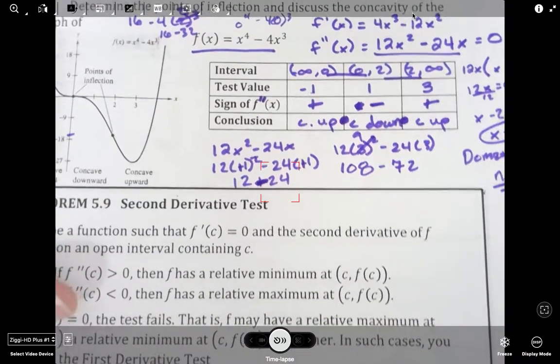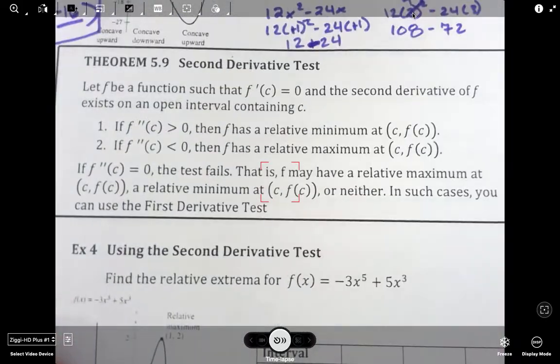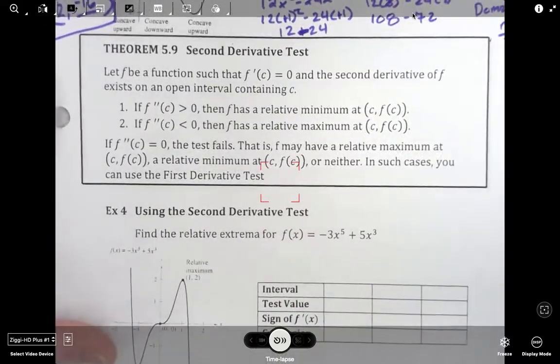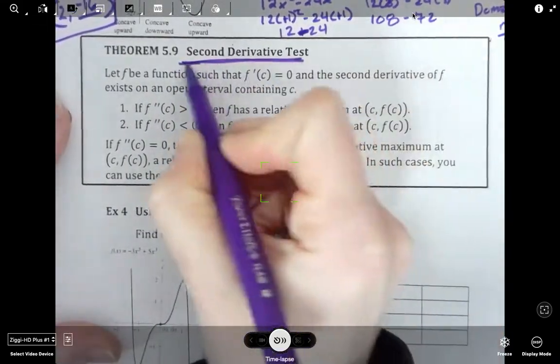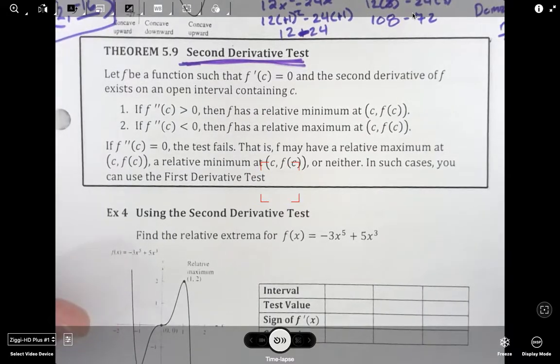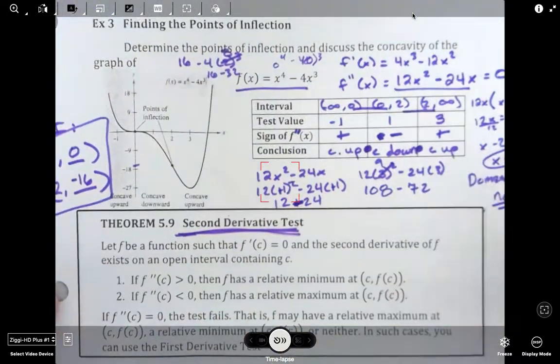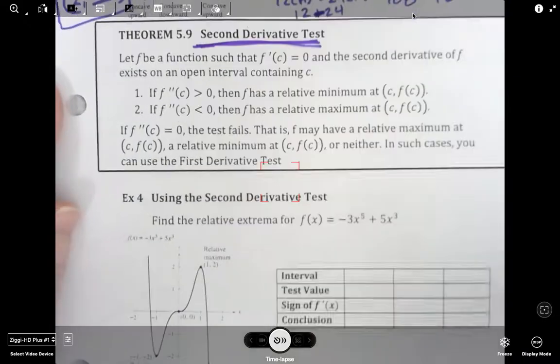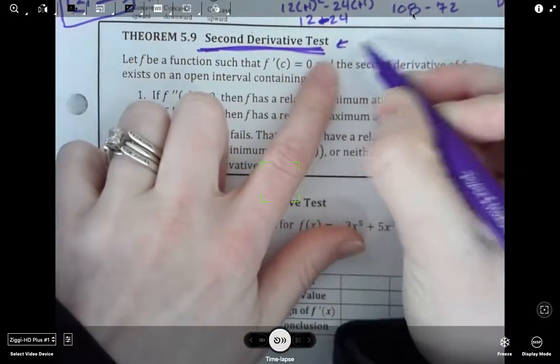Okay, all right, now this altogether is very different. The second derivative test, okay? You'll see that as problems in your homework. The second derivative test is different than what you're doing up here, okay? So the second derivative test has to do with maxes and mins.